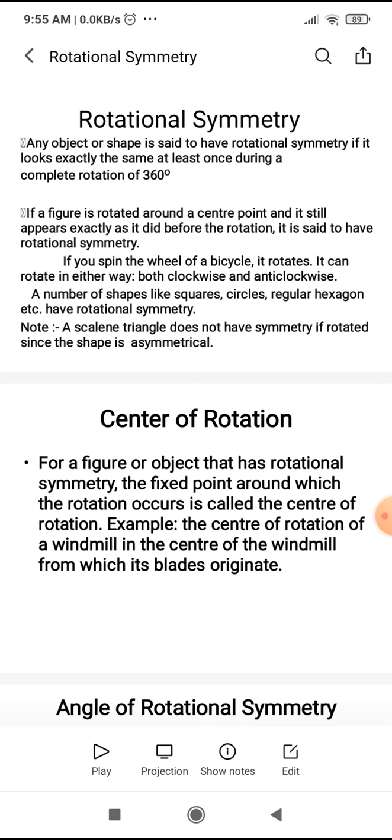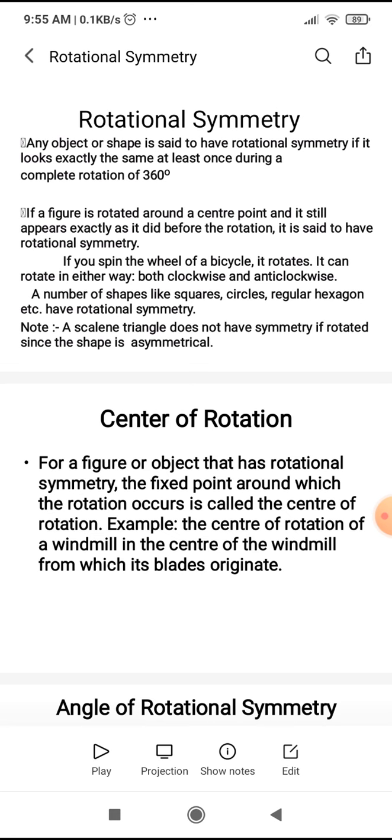Now, some examples were given, like squares, circles, regular hexagons, etc. They have rotational symmetry. Note, a scalene triangle does not have symmetry when rotated. How many lines of symmetry for a scalene triangle? There is no line of symmetry. So therefore, the scalene triangle is asymmetrical. Now, come to the next point.